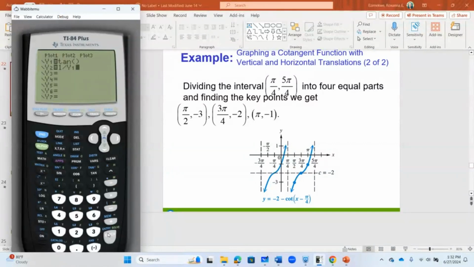So I'm about to graph. Let me check my window. I think it's okay. And so I'm going to graph. Let's see what happened. Oh, okay, I didn't put anything there. I need to put something there, and that is theta. Oh, I don't want to use it, I'm going to use x. Okay, that's it, and then let's graph it.